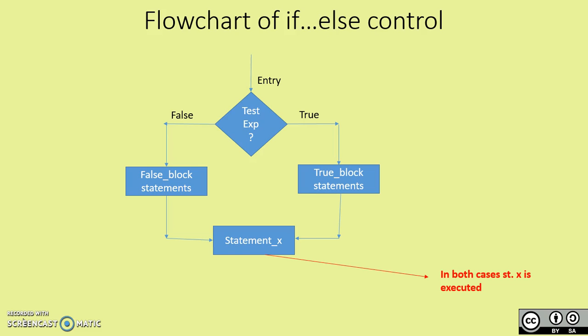The same thing is explained using the flowchart. It checks the expression. If it produces a true value, the true block statements will be executed followed by statement X. If not, that is if the expression produces a false value, the false block statements will be executed followed by statement X.